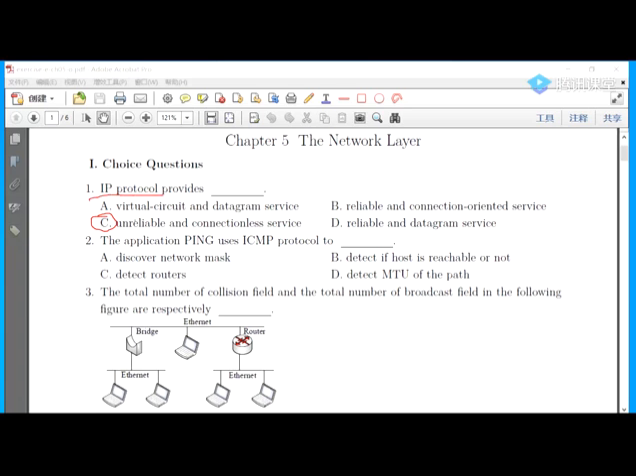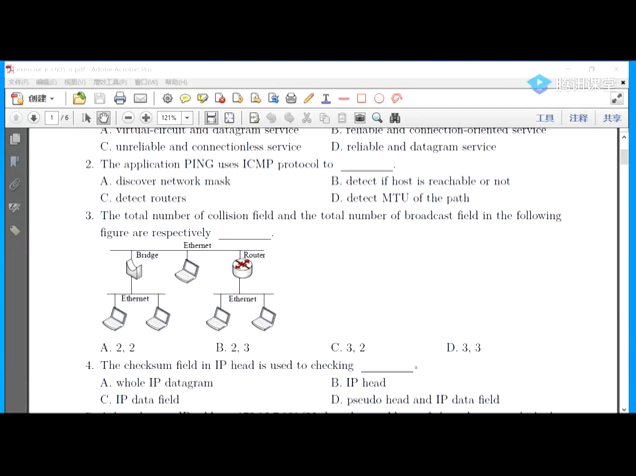IP protocol provides unreliable connectionless service. So virtual circuit, no. Reliable, no. So unreliable and connectionless service. Question 2. Which answer?